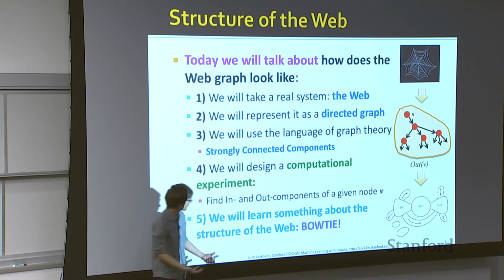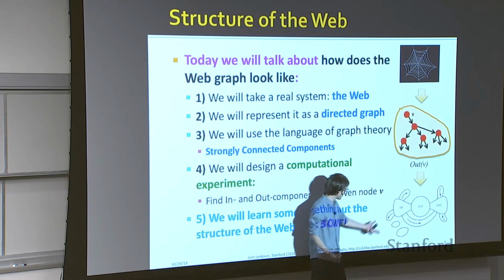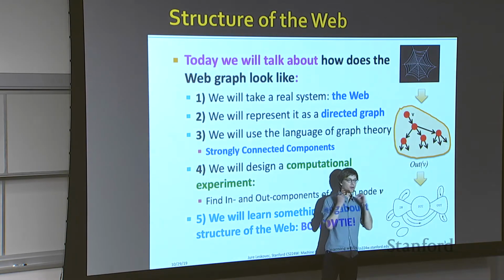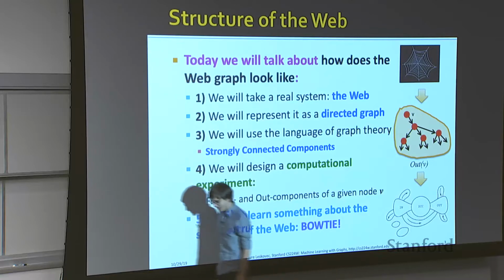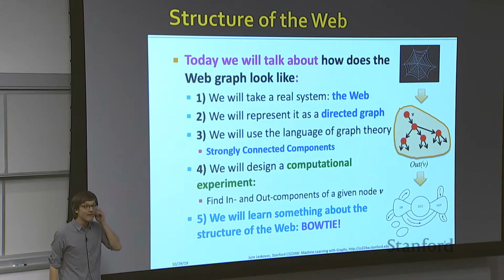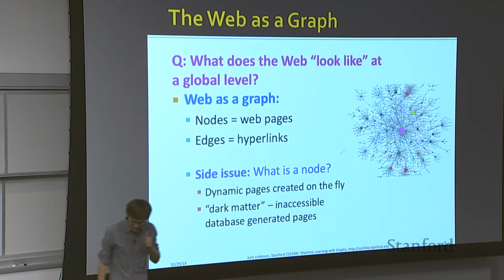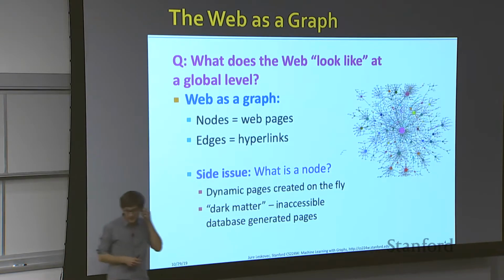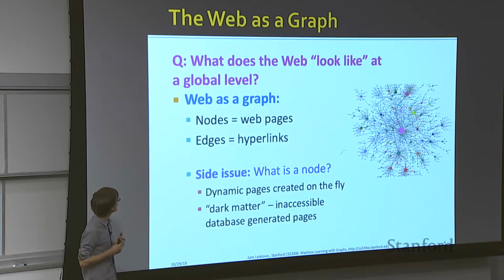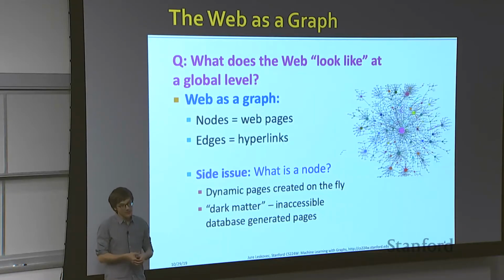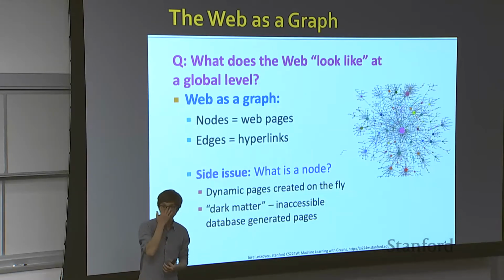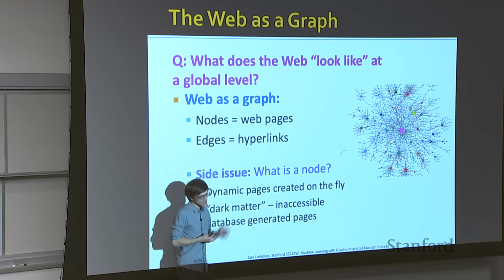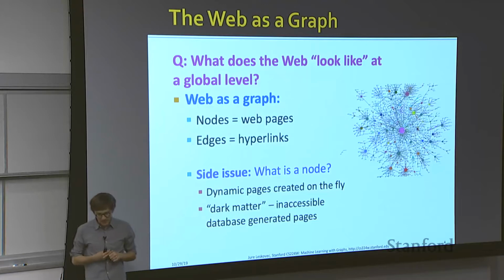And we will want to conceptualize how the web looks. It will have this bow tie structure, like the bow tie you put on your neck. So that's the high-level overview of the lecture today. The first question we want to ask is, how does the web look at the global level? And when I say web, I mean the network connectivity representation of the web, which means we will have nodes as web pages, and we will have edges as hyperlinks.